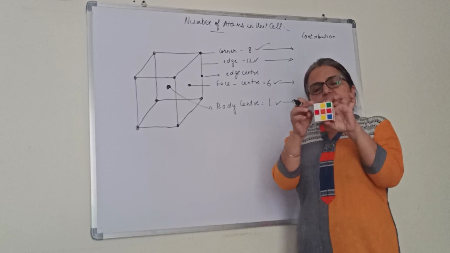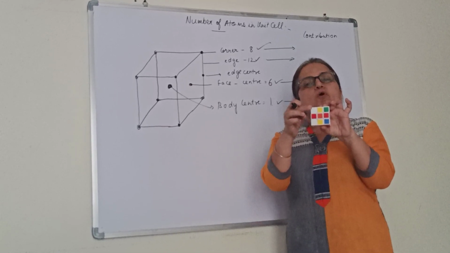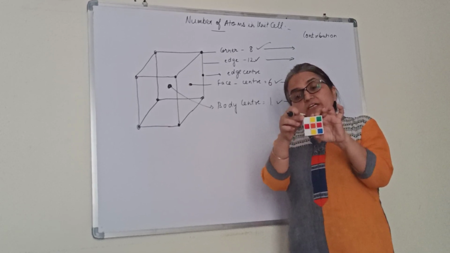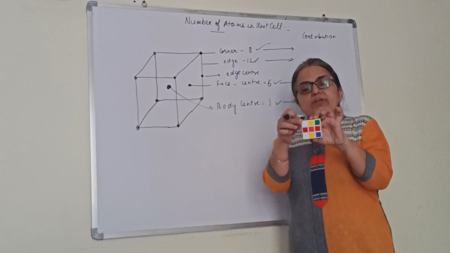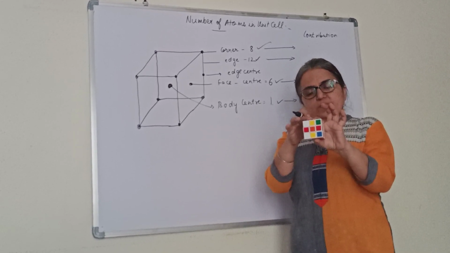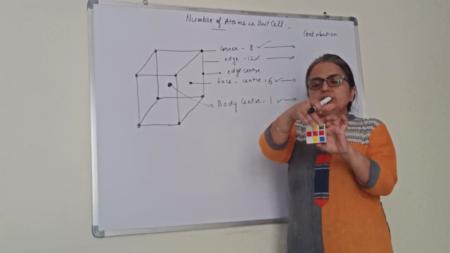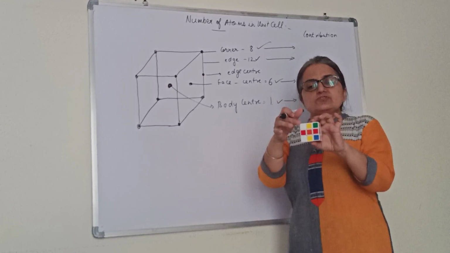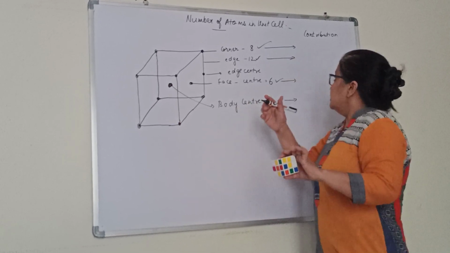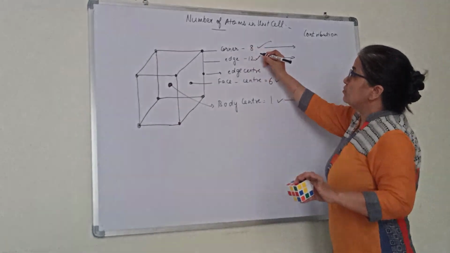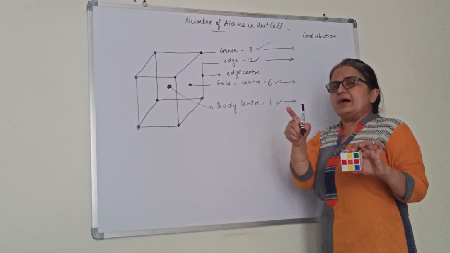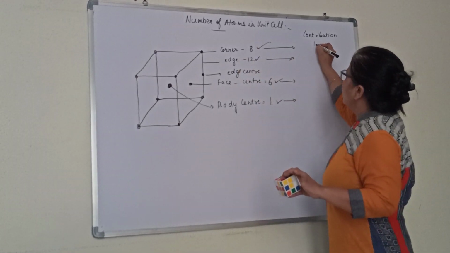So if any constituent particle is present here at the corner, 8 such unit cells will be surrounding it. How? One here, a second, a third, a fourth, and 4 above it. So this corner will be shared by 8. What will be the contribution to one unit cell if the particle is present at the corner? 1 by 8.